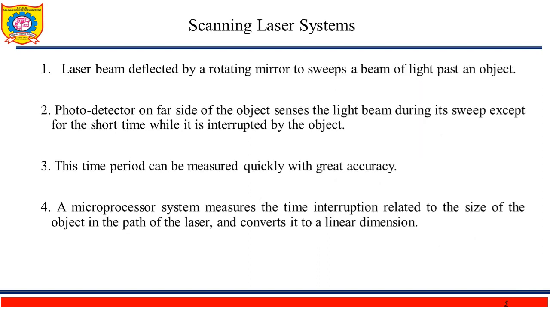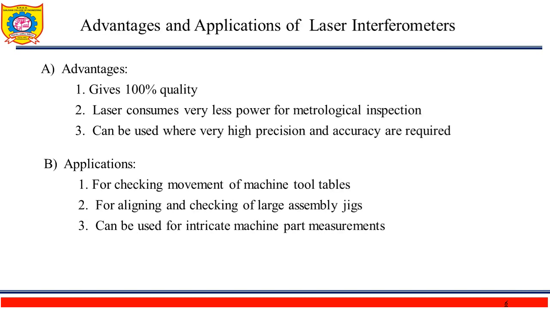In the scanning laser system, light beam deflected by a rotating mirror sweeps a beam of light past an object. The photodetector on far side of the object senses the light beam during its sweep except for short time while it is interrupted by the object. This time period can be measured quickly with great accuracy by making use of a measuring system. A microprocessor system measures the time interruption related to the size of the object in the path of the laser and converts it to a linear dimension. So this is the working of scanning laser system.